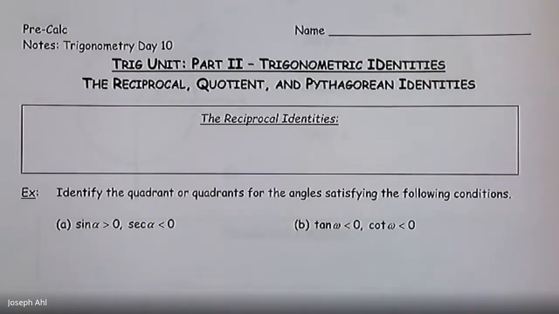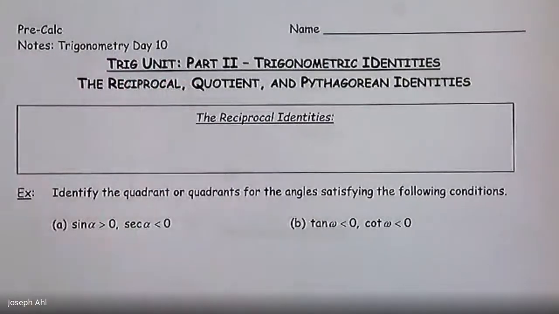So these are in your packet. If you want to open up your packet and find the title for Trig Day 10, we're going to get started by talking about some trig identities today. So we're moving away from equations just for a little bit. We will come back to them eventually, but we're going to start talking about some really important identities that are used later on in equations and in other contexts.